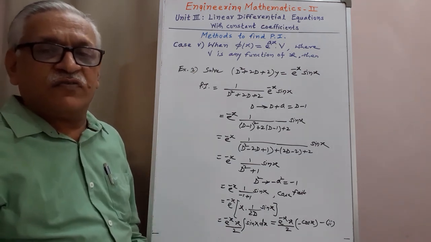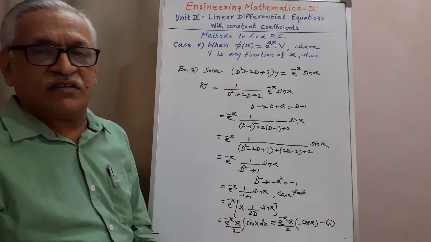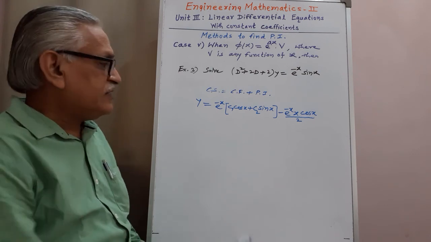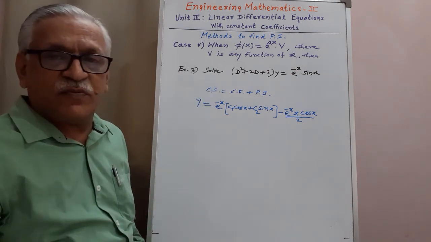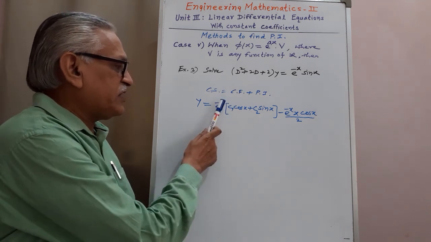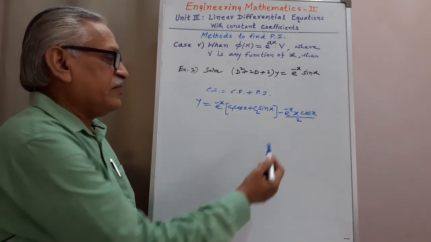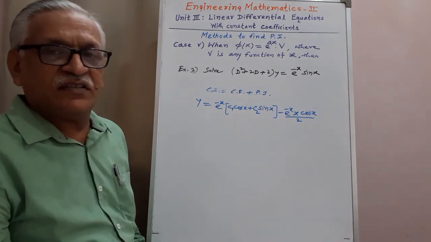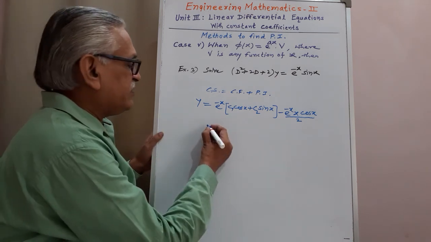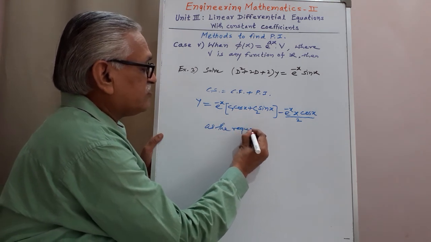and we call this equation number 2 as PI. Then if we combine CF and PI, we are able to get the required solution. Therefore the complete solution is CF plus PI. The complete solution for dependent variable y is equal to CF, e raised to minus x multiplied by (C1 cos x plus C2 sin x), and PI is minus e raised to minus x into x cos x by 2, as the required solution.